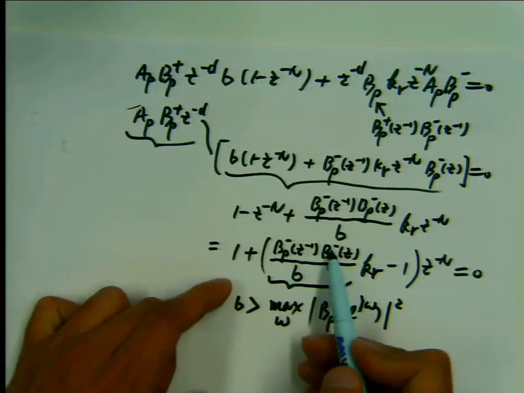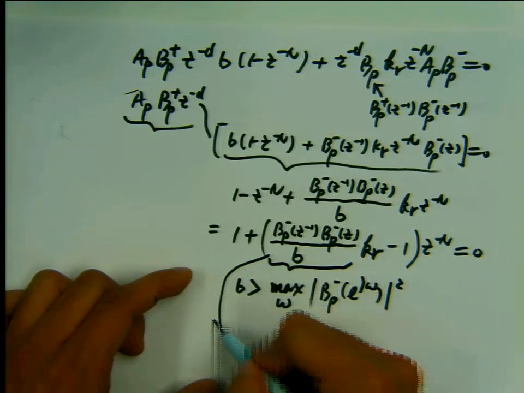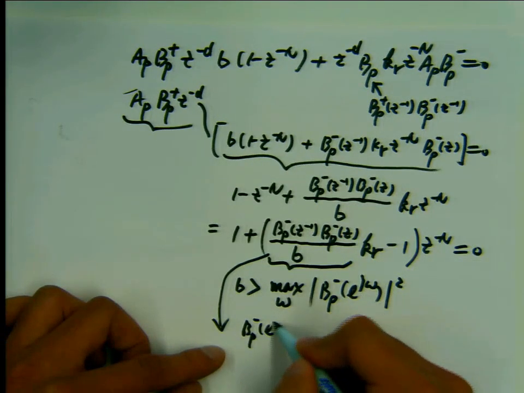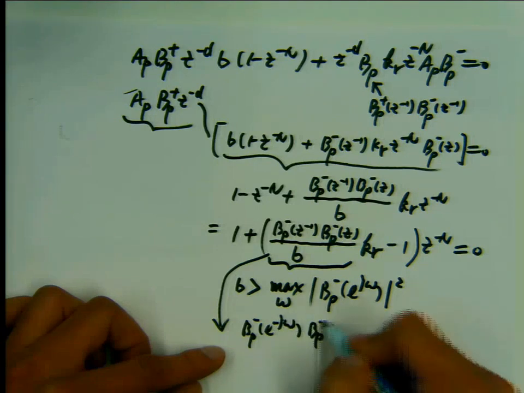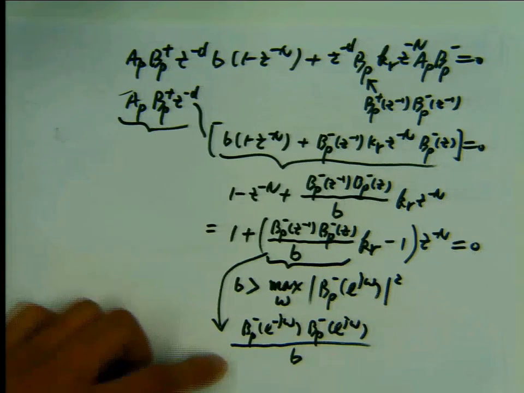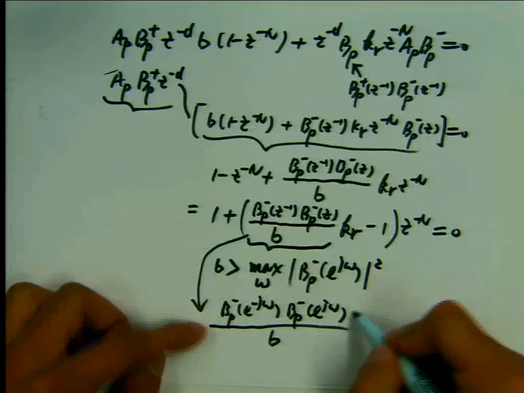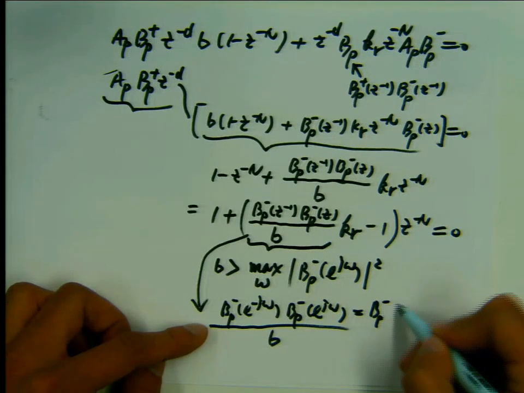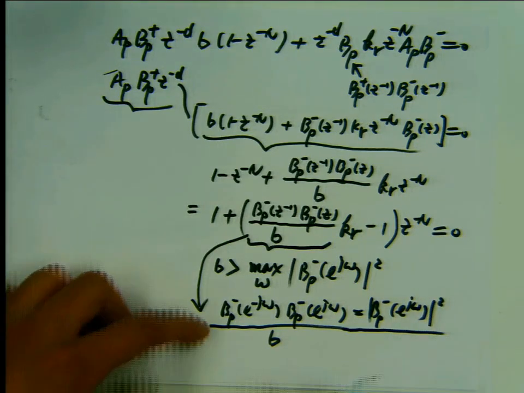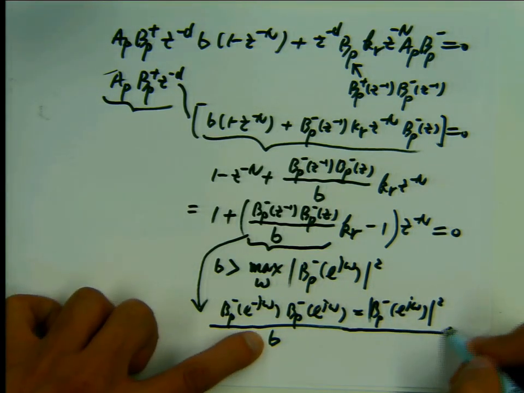j omega. Then you evaluate all these. So let's take a look at the details here. The frequency response is going to be BP inverse e^(negative j omega), BP inverse e^(j omega), right, divided by B. If B is larger than the maximum of these guys, then the top part is nothing but BP minus e^(j omega) squared. So if B is larger than the maximum of this, then the magnitude is going to be less than 1.